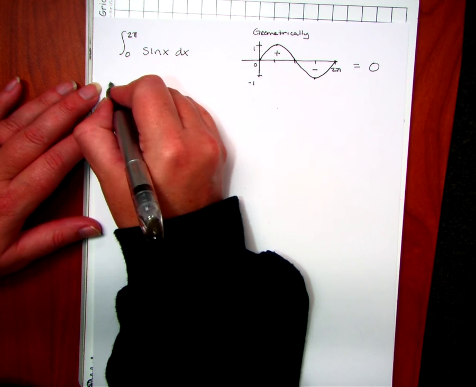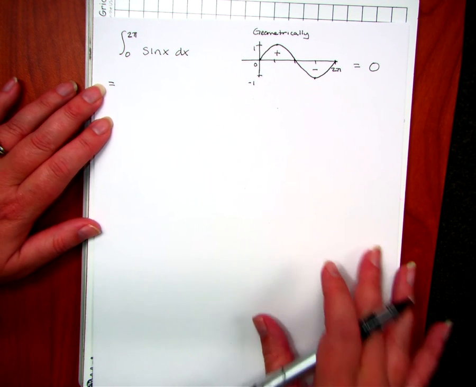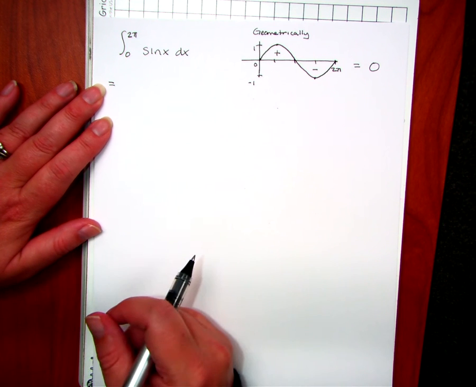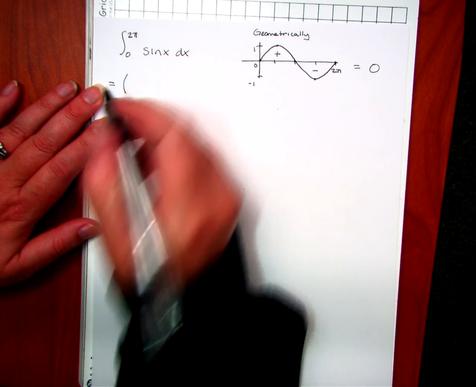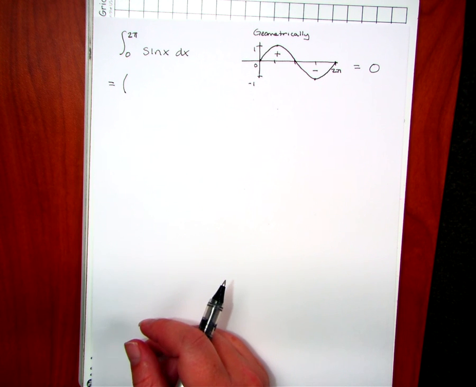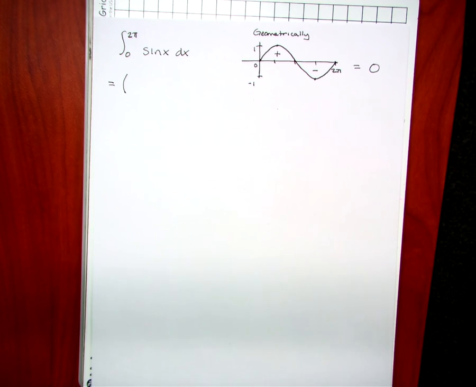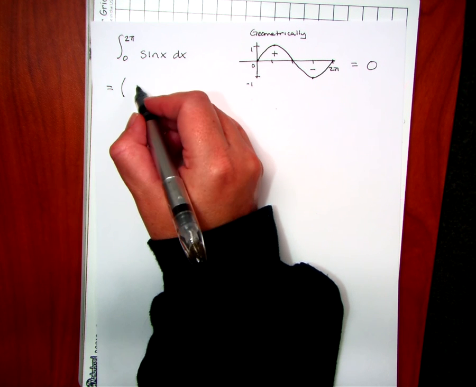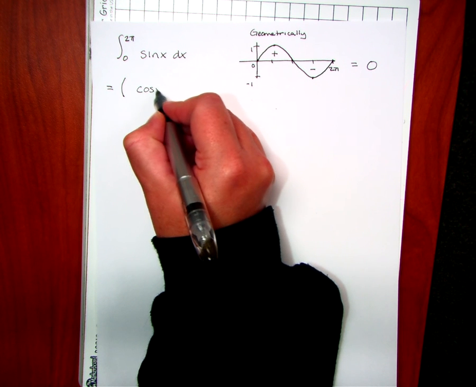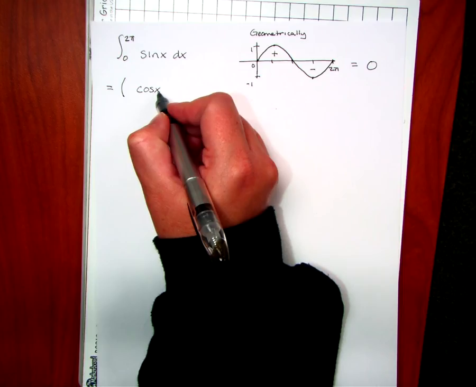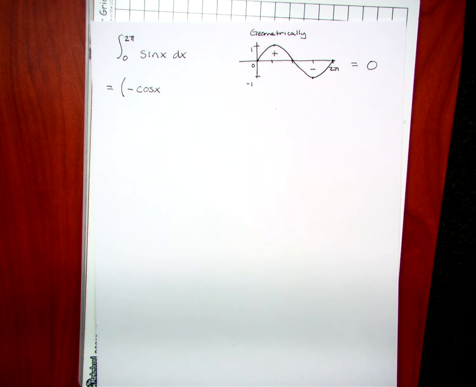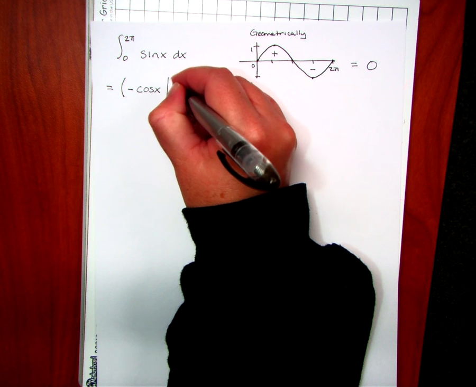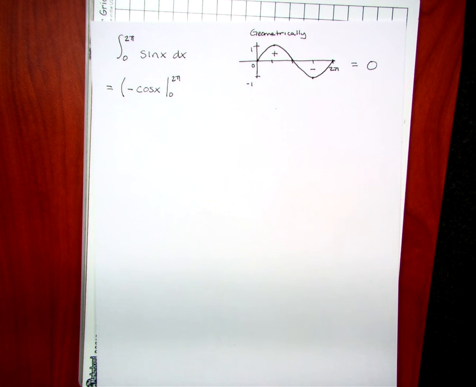So let's go ahead and evaluate that using the fundamental theorem of calculus, finding the antiderivative and evaluating the antiderivative from 0 to 2 pi. All right, so the antiderivative of sine. The derivative of cosine would be negative sine. So if I put a minus out in front, the derivative of negative cosine is positive sine, and I want to evaluate that from 0 to 2 pi.